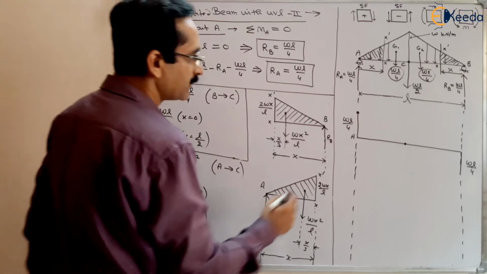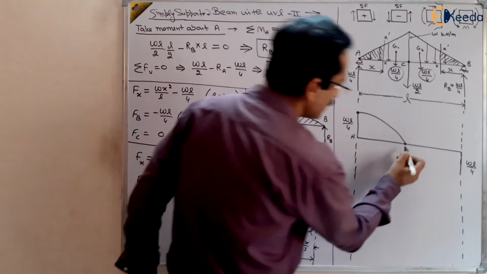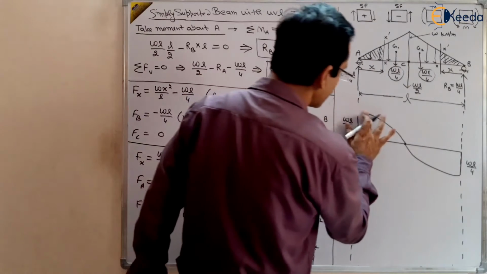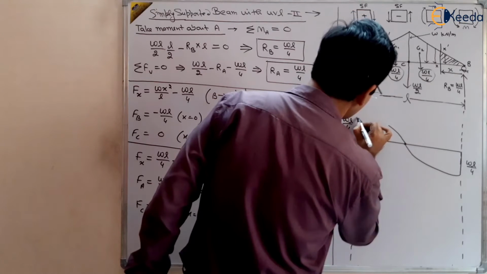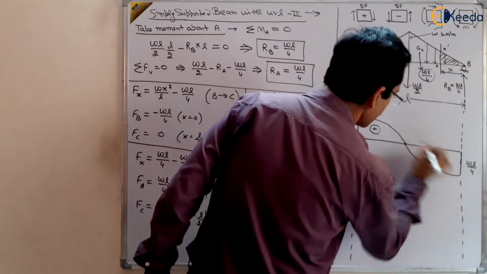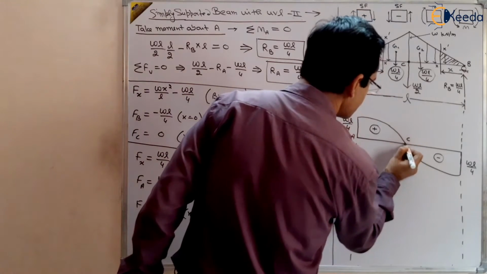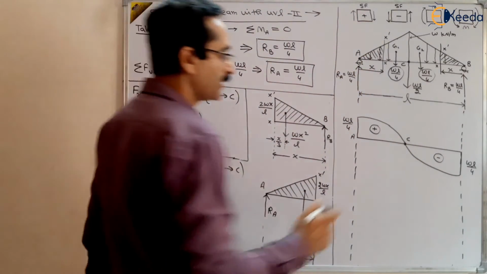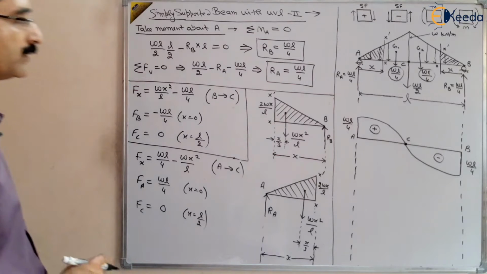Parabolic variation is there, right? So the parabolic variation will be like this. One curve for this and another curve for this. This is the curve which will be obtained for this case, right? And this is positive and this is negative. At point C the shear force is 0. You know that the point of zero shear force will be the maximum bending moment point also, right? So here the maximum bending moment will be obtained when we find out the maximum bending moment.